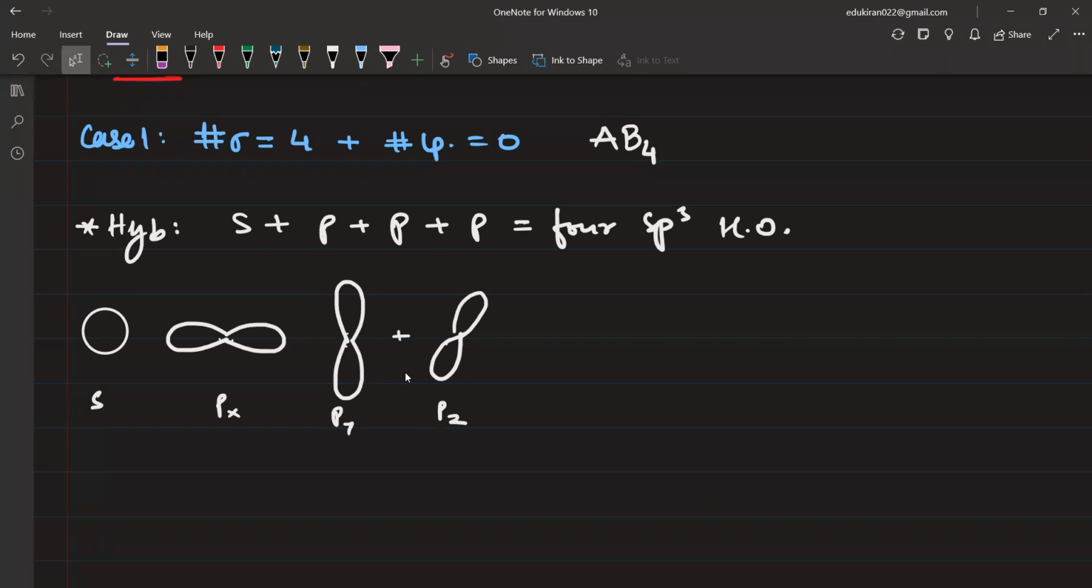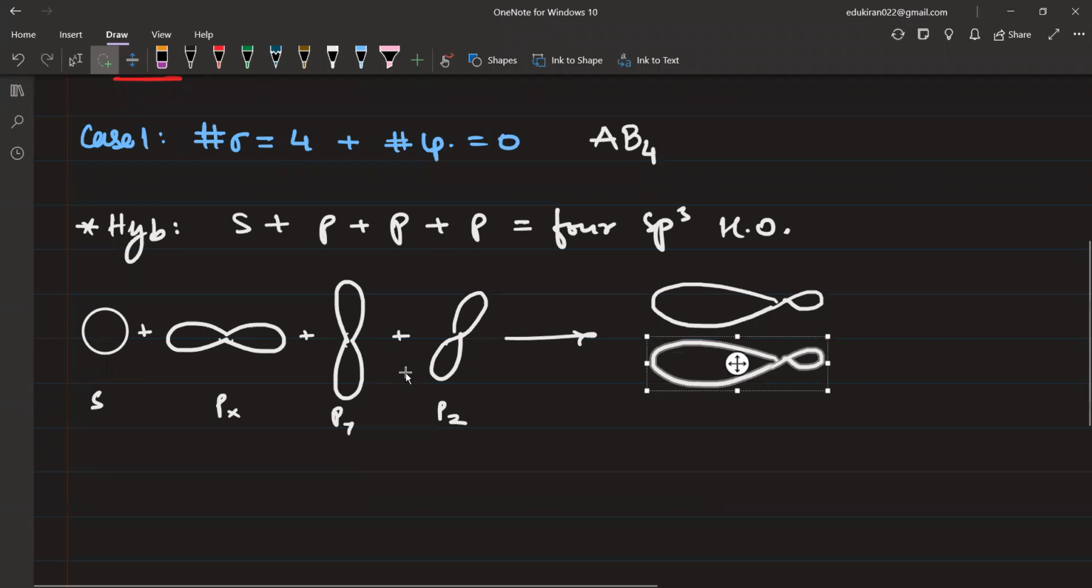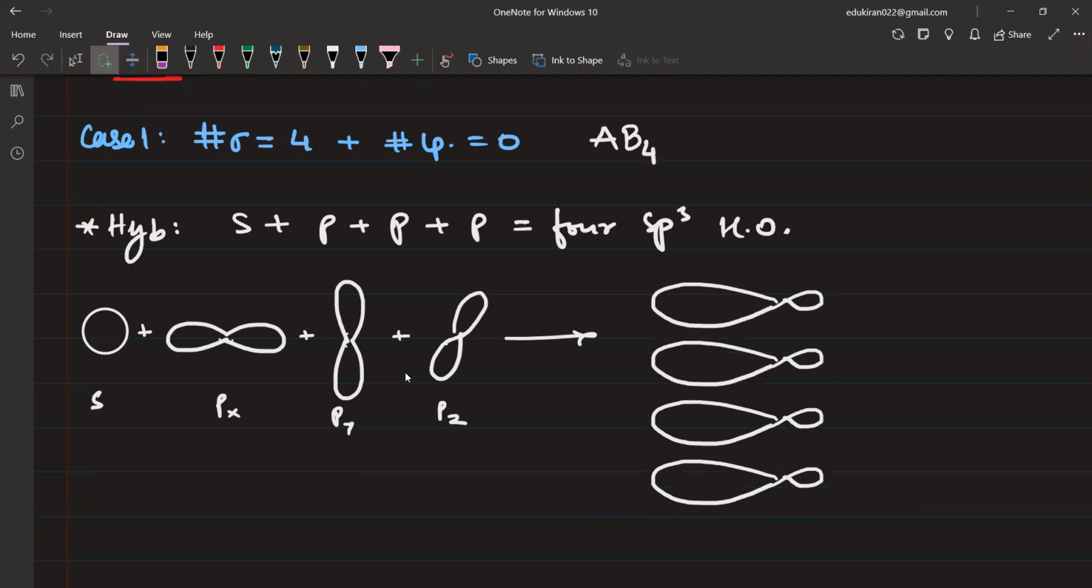If you are going to mix all of these of one atom, then it is going to give you 4 orbitals, which look something like this. It will be big, okay? So 4 sp3 orbitals.